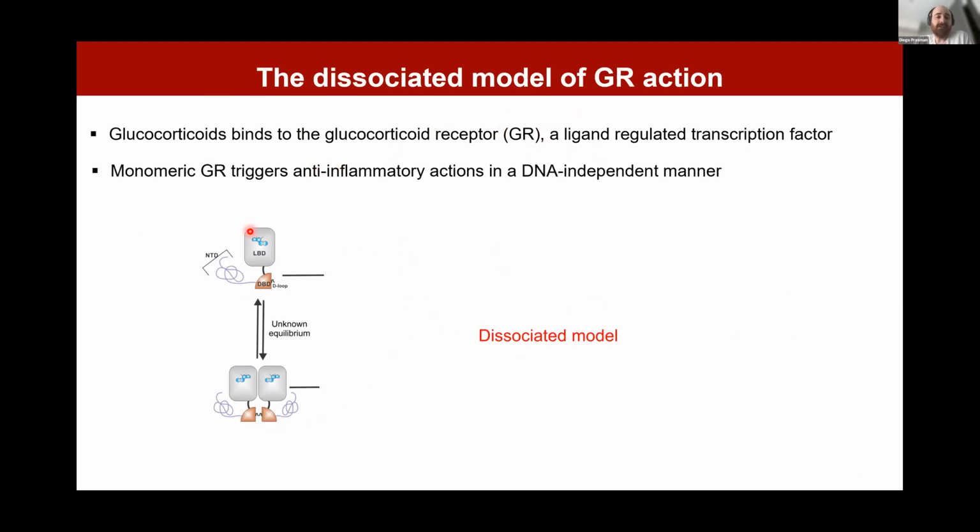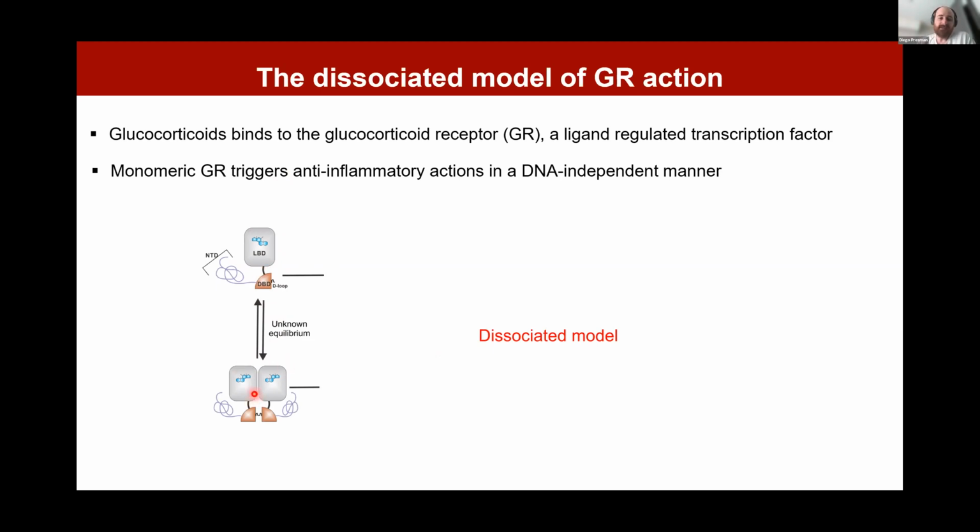And the dissociated model states that GR, which is in this cartoon, is a protein that has 3 structural and functional domains. It has an N-terminal domain, which is intrinsically disordered, a DNA binding domain, which is the part that binds DNA, and a ligand binding domain, which is the part that binds ligand and interacts with several cofactors. So according to this model, GR lives in 2 oligomerization states. It's either a monomer or a dimer.